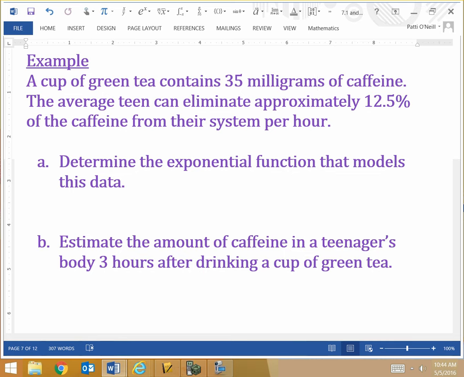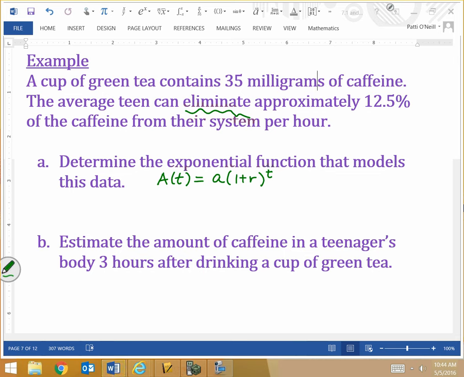The first thing you need to do is determine the exponential function that models the data. And secondly, you need to estimate the amount of caffeine in a teenager's body 3 hours after drinking a cup of green tea. So coming up with the formula, we're going to do something very similar to what we just did. A of t equals A times the quantity of 1 plus R to the t power is the version of the formula that we'll use.